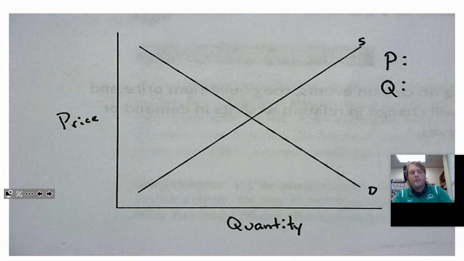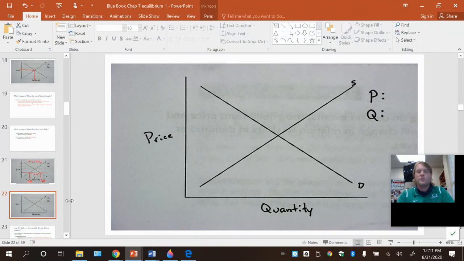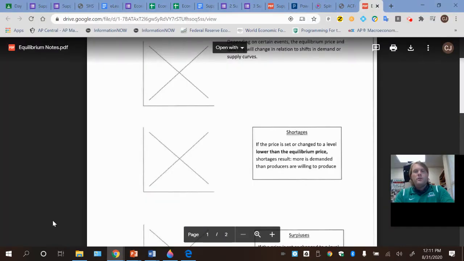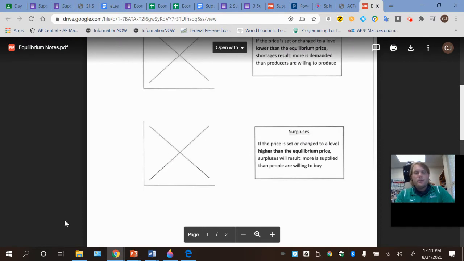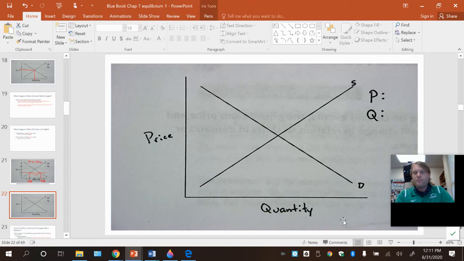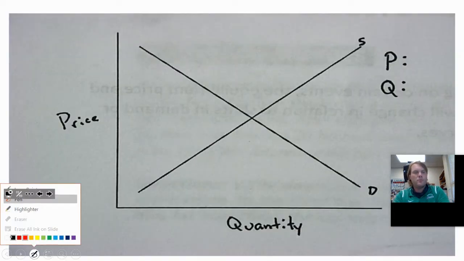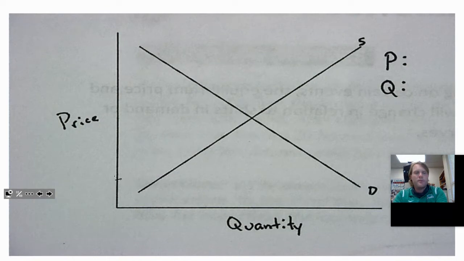You're on your next graph down here. Right below shortages, we're going to talk about surpluses. So again, we're down to surpluses here. Get those lines labeled. I'm going to draw the exact same thing. I'll label it up again, with some numbers, and I'm going to do the same thing. 1, 2, 3, 4, 5.